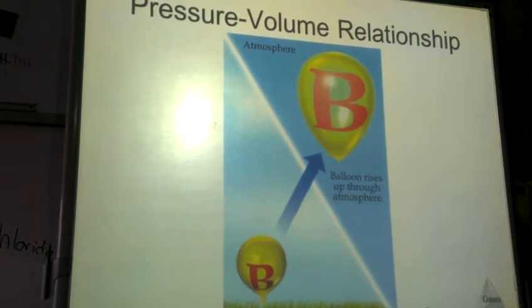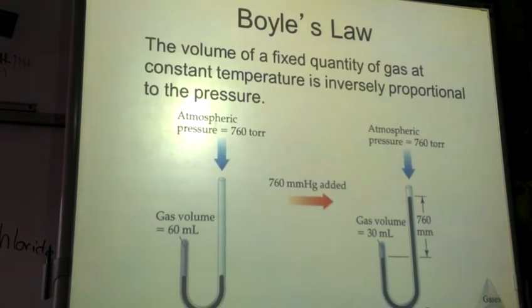So I can see that as the balloon rises through the atmosphere, the volume of the balloon gets larger. But why does the volume of the balloon get larger? As the balloon moves up into the atmosphere, pressure becomes lessened. So as pressure lessens, volume is going to increase. So pressure and volume are inversely proportional quantities.